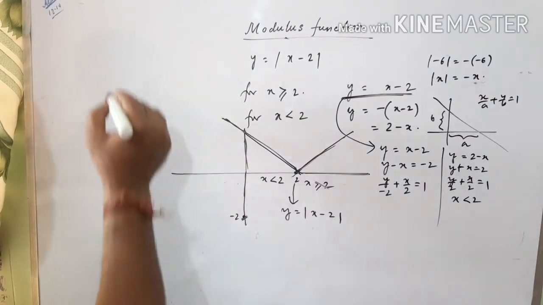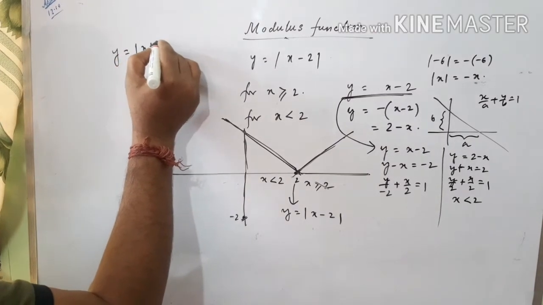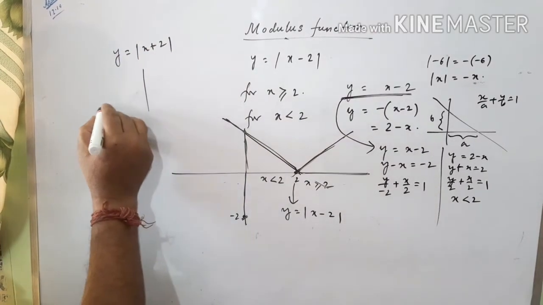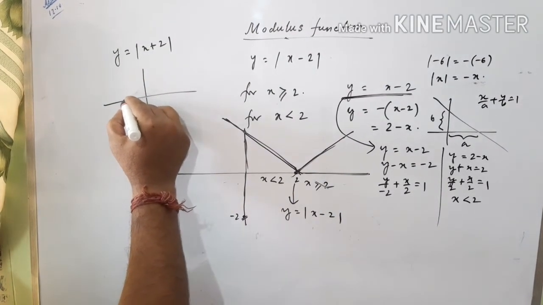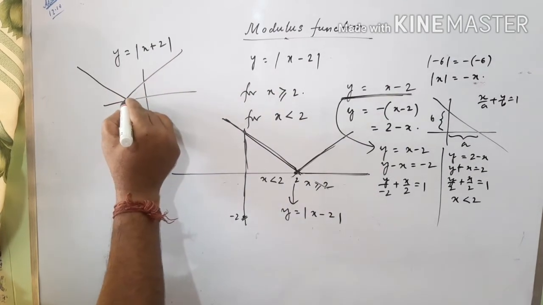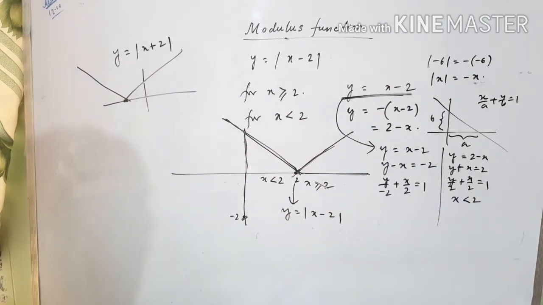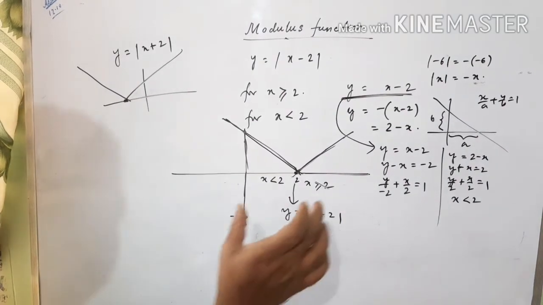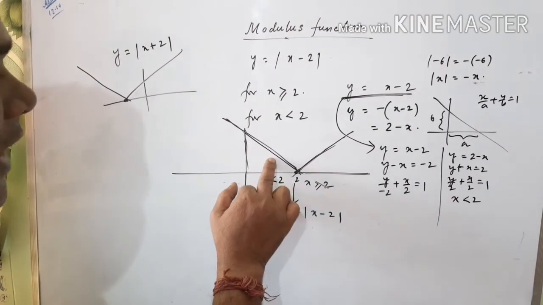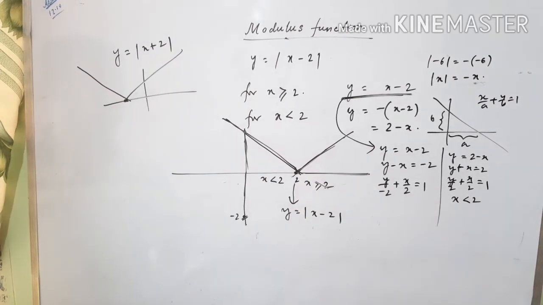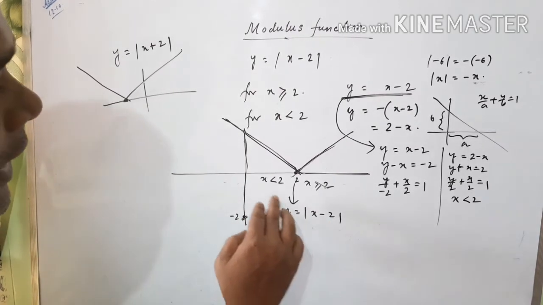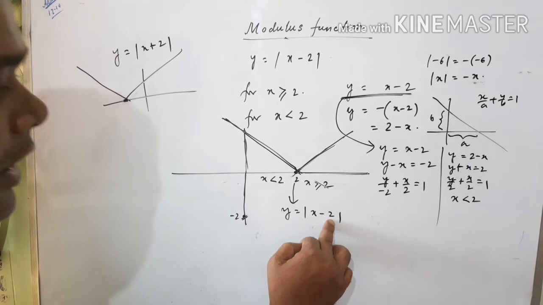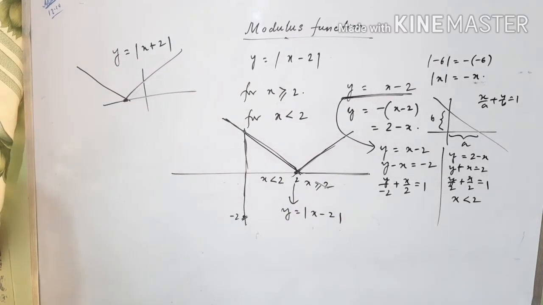Similarly, if we want to draw the graph of y equals mod of x plus 2, it will look like this. See where it is 0? It is 0 at the point minus 2, and it goes like this at the left of minus 2 and the right of minus 2. So don't think that plus 2 means something else. This one is exactly the same as the graph of y equals mod x. When y equals mod x minus 2, we are shifting the graph 2 units right, and when y equals mod x plus 2, we are shifting the graph 2 units left.